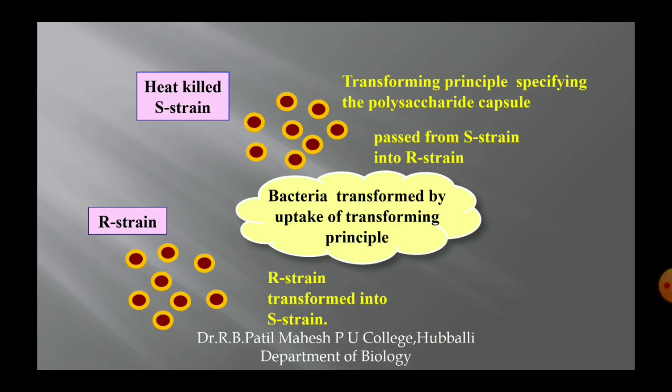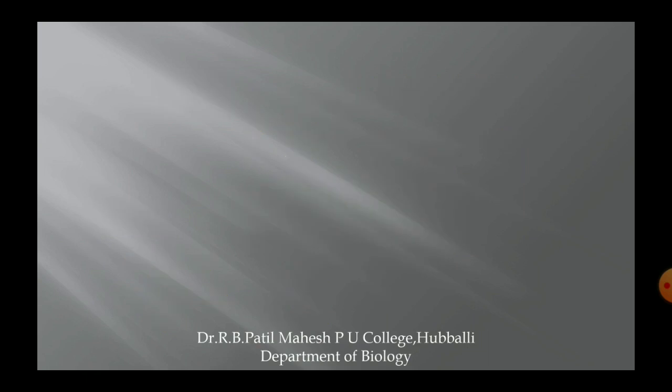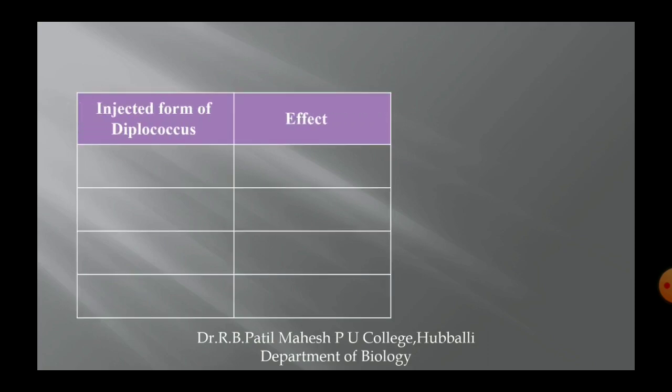Griffith called the transforming principle. The bacteria are transformed by uptake of the transforming principle. But Griffith failed to explain the biochemical characterization of the transforming principle. Okay, look at here.